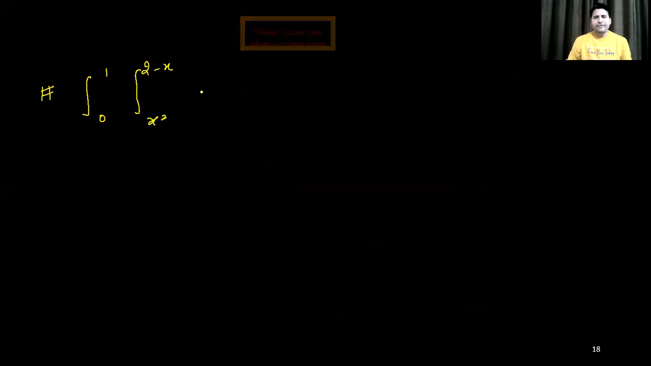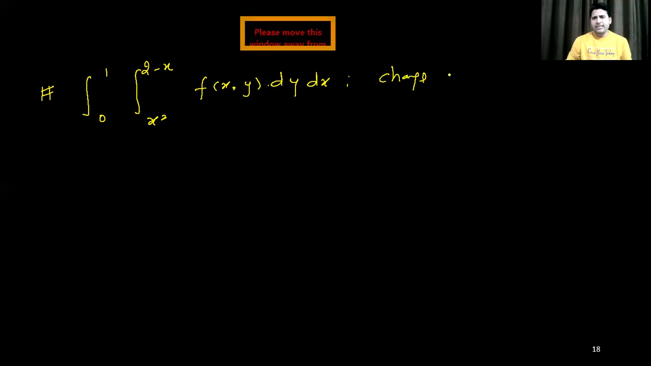Let us see. This time the integral is given as 0 to 1 and x square to 2 minus x, with the function of xy inside, dy dx. Again, we have to change its order. The question is asking us to change its order of integration.